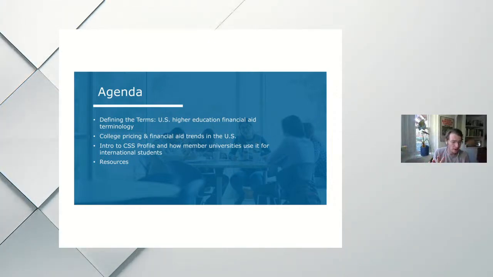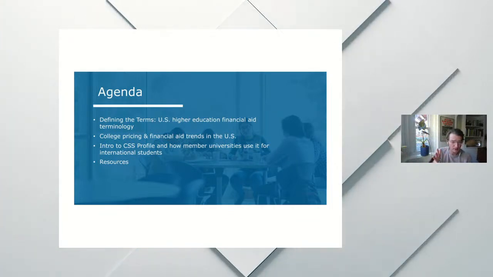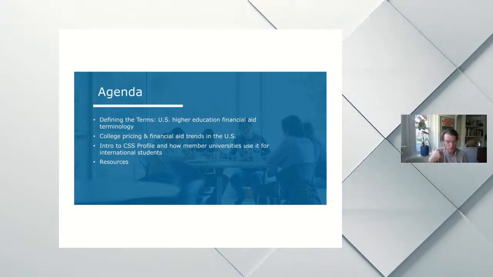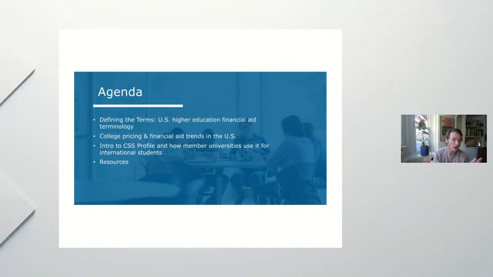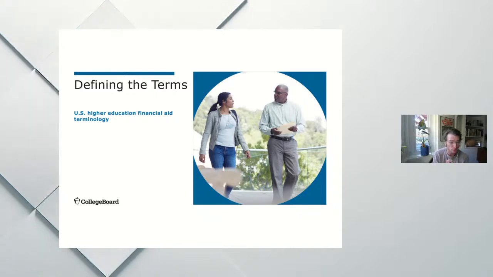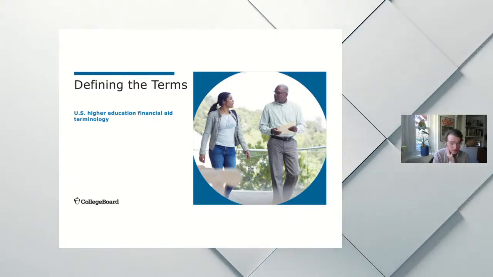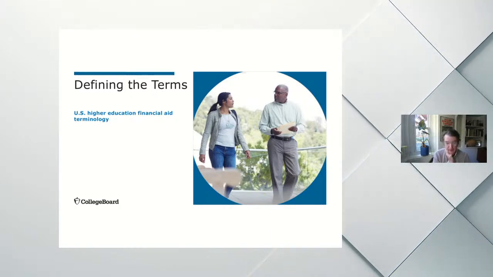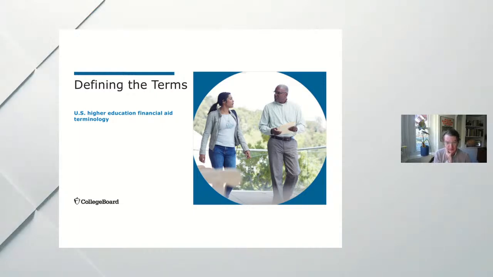So we want to talk a little bit about how financial aid works in general, and then about college pricing and financial aid trends in the United States as well. I'm sure Victoria does a great job talking about this already, but we're just going to reemphasize a little bit about that. What are we talking about when we're talking about applying for financial aid? And then lastly, I'm going to show you our tool for CSS Profile, how it works, and a little bit of the details about how you go about filling it out. So let us start with defining the terms for U.S. higher education. On the next slide, Victoria.